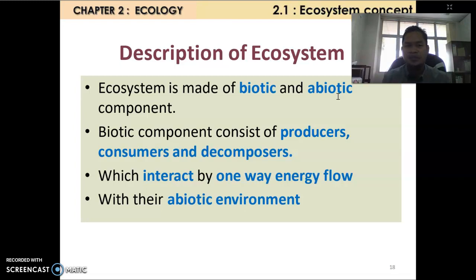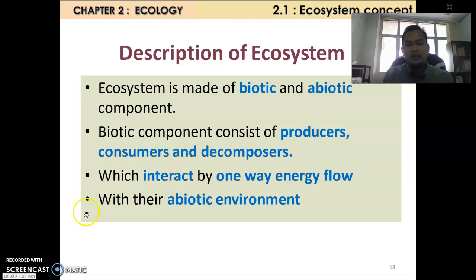Jadi bila kita fokus kepada benda hidup, living thing, the biotic component consists of producer. And the producer also interacts with the consumer. And producer and consumer both also interact with decomposer. So the interaction among the producer, consumer and decomposer is the interaction among the biotic component. Adanya melibatkan prey and predator, competition, process feeding and so on.